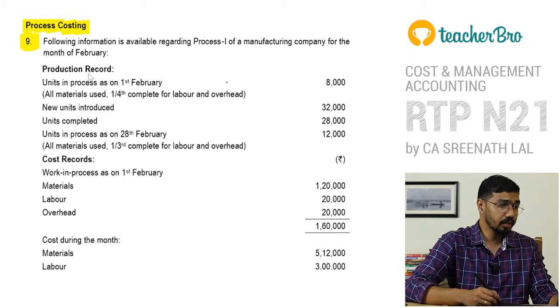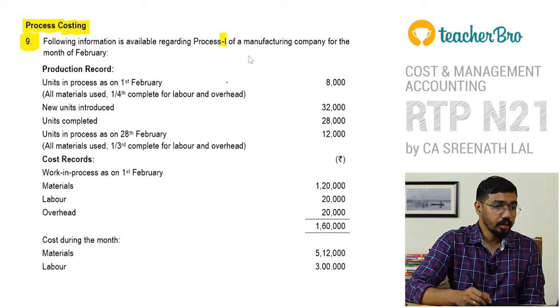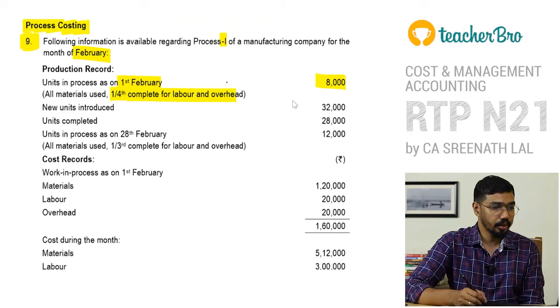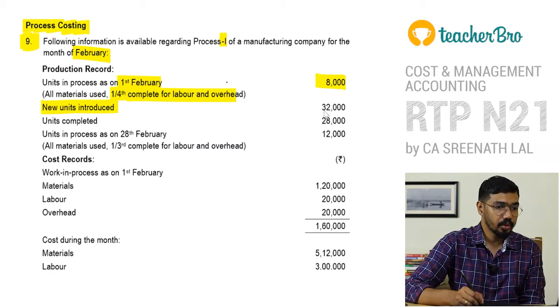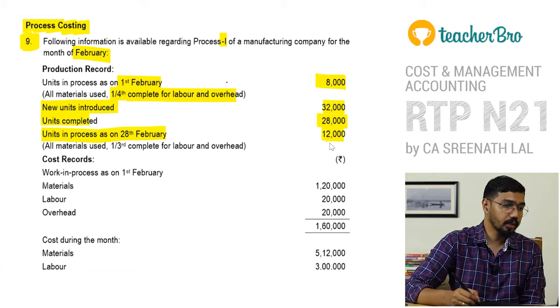Let's read the question. Following information is available regarding process 1 for manufacturing company for the month of February. Production record, units in process as on 1st February, 8,000. All materials are used and 1/4 complete for labor and overhead. New units introduced, 32,000. Units completed, 28,000. Units in process as on 28th February, 12,000.